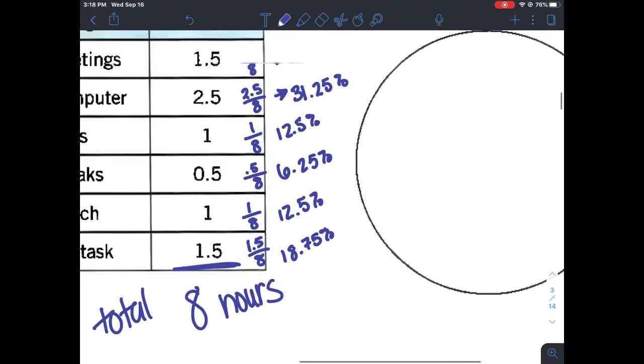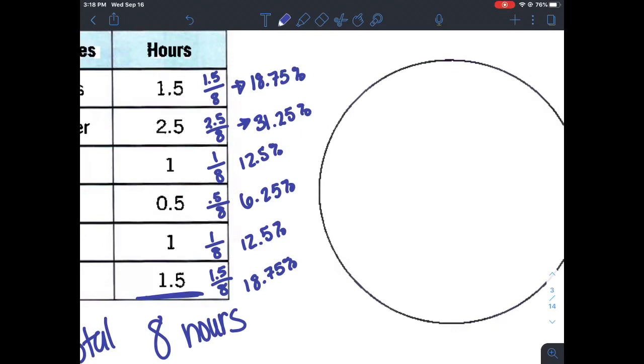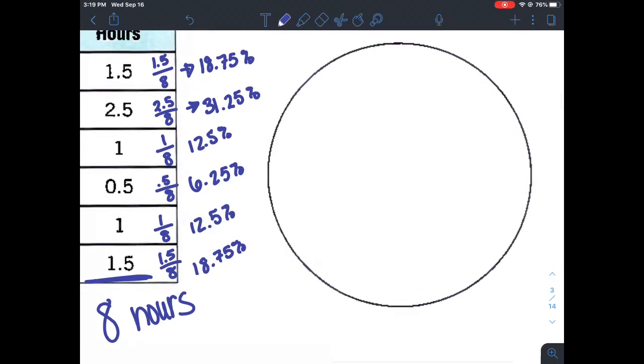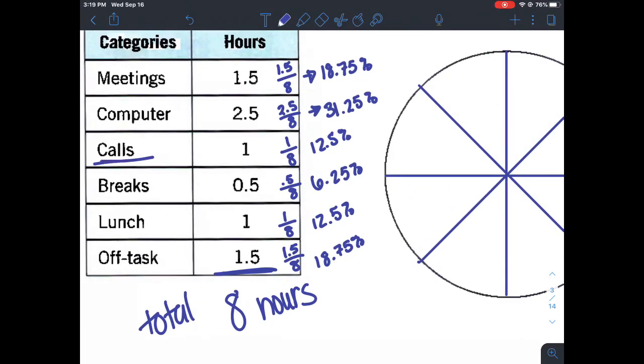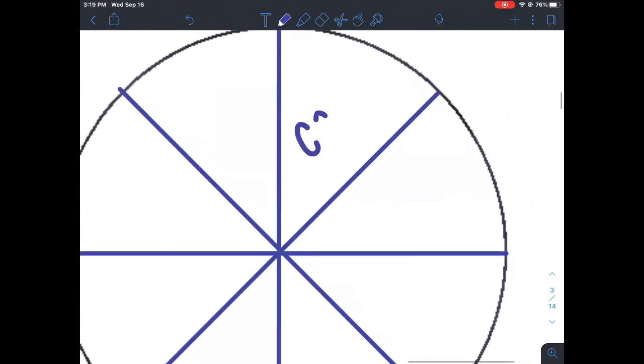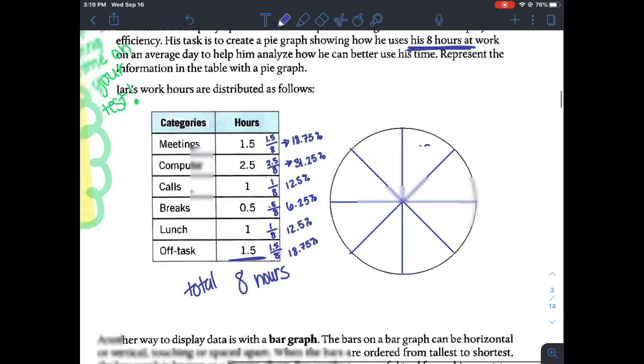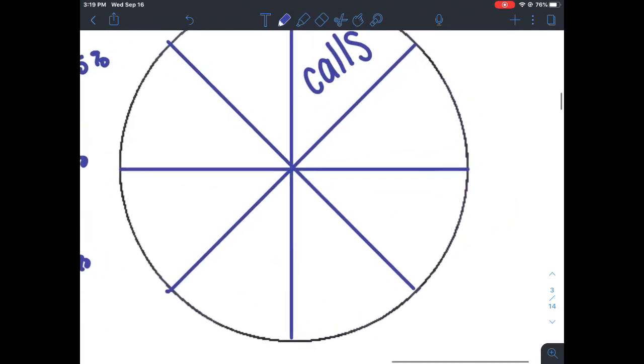Okay, now notice that all of our denominators, or the bottoms of the fractions, are out of eighths. So let's try and divide this pie chart into eighths, and then we'll color in what we need to. Okay, so we have this 1/8 is calls. So 1 slice is calls. And then lunch is right here. So 1 is lunch.